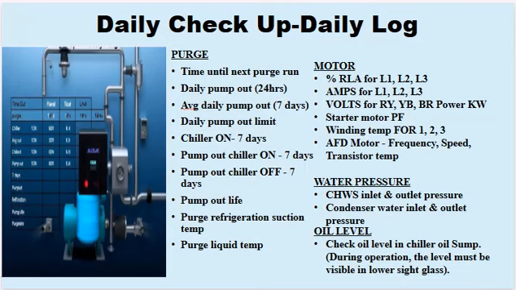This document outlines a daily checklist for a system, likely a refrigeration system, based on the items listed. It includes checks for purge, motor, water pressure, and oil level. Each category has specific points to be monitored, such as time until next purge run, motor RLA and amps, water pressure at different points, and the oil level in the chiller's sump.